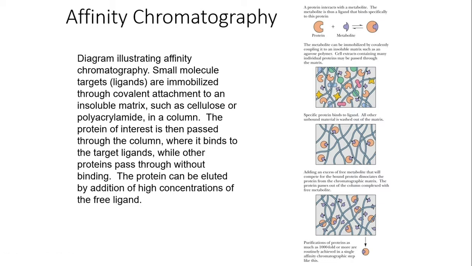So all of these methods are ways that we can separate a protein of interest from a cell lysate. So for example, we have a particular kind of cell, we've broken it open, we've isolated the protein, and now we want to isolate our protein of interest. So there's several ways we can do that, and the protein itself may dictate which method we choose.